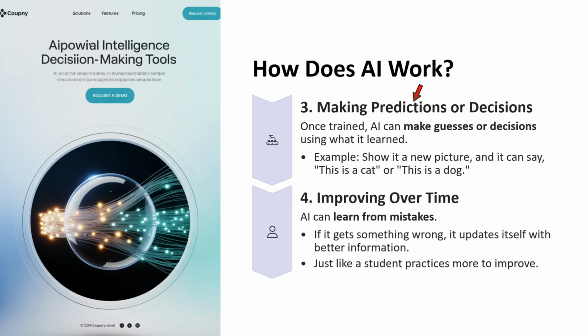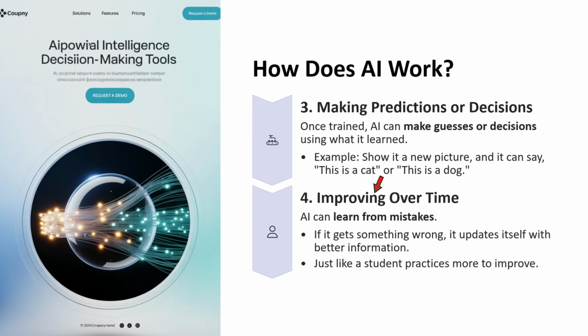Third step is making predictions or decisions. Once trained, AI can make guesses or decisions using what it learned. For example, show it a new picture and it can say this is a cat or this is a dog.